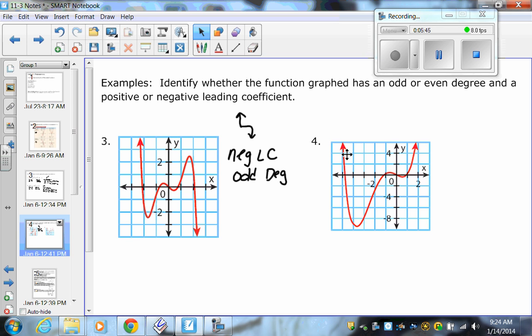On example 4, again, we're only concerned with the ends. So in this case, it looks like they're both pointing up. So we're going to look at our chart and find the one that they're both pointing up, and you will notice that that corresponds to the one that is in the top right-hand corner. So that tells me that this is a positive leading coefficient and an even degree.